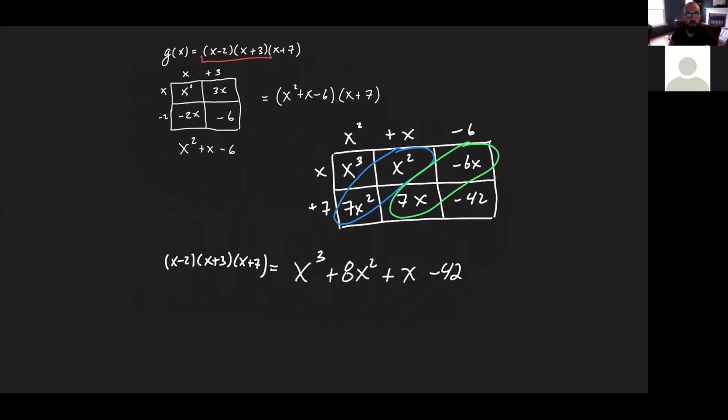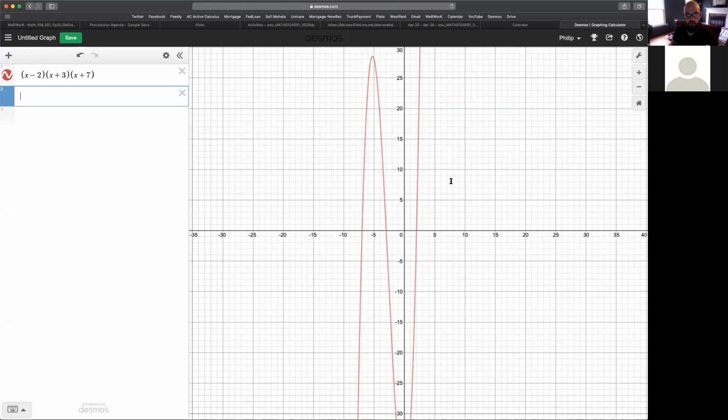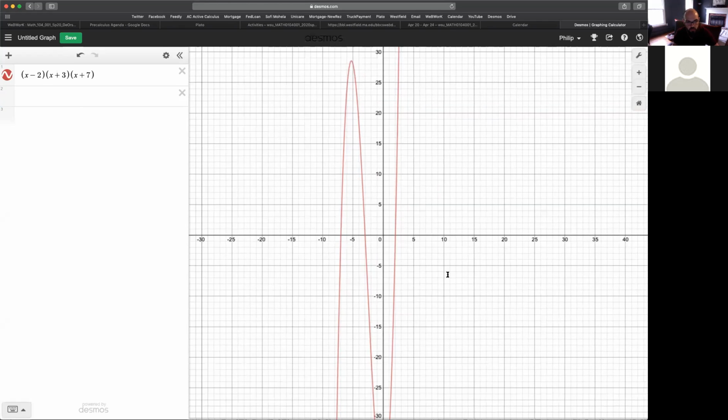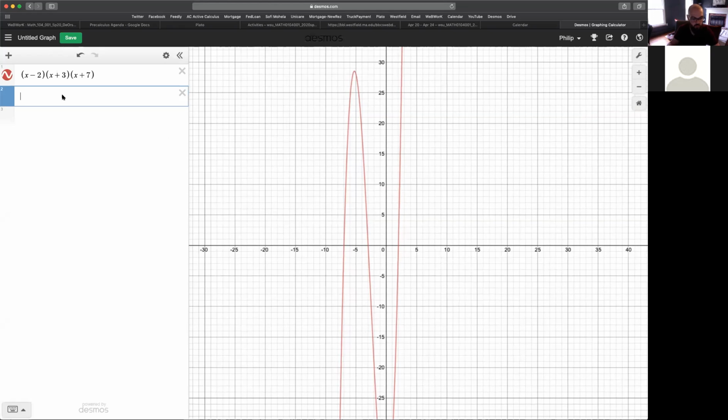All right, so here's what I'm gonna do. Let's jump over to Desmos as usual and see how this can help us. And so here's our polynomial, x minus 2, x plus 3, x plus 7. You can see that it's a big polynomial here. Now I'm going to type in our expanded form.